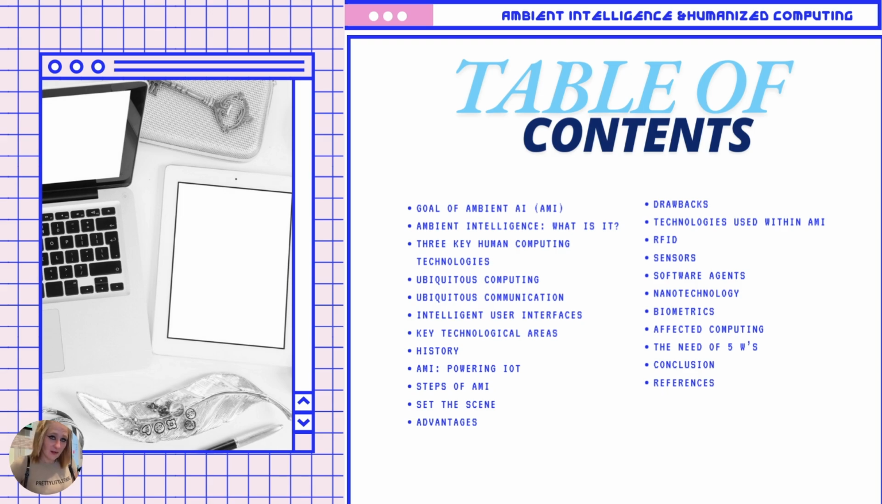Technologies used within AMI, then we'll talk more about them. They are RFID, sensors, software agents, nanotechnology, biometrics, affective computing, the need of five W's, the five W's being what, when, why, where, and who. Sorry to count that. And then I'll conclude, and then I'll give my lovely references, which aided me in making my project. So without further ado, let's begin, and I hope you all like my slides.